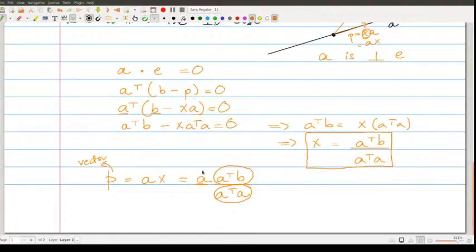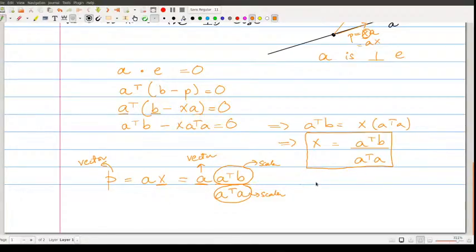So viewed like this is some vector. A transpose B is just a scalar. The dot product of any two vectors is just a scalar. And this is also a scalar. So in one way, you can see that this projection vector is nothing but A being scaled by some scalar, which is actually the scalar X.